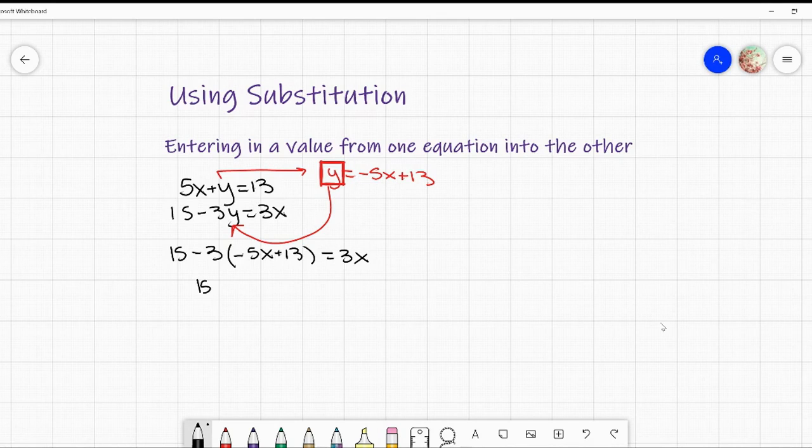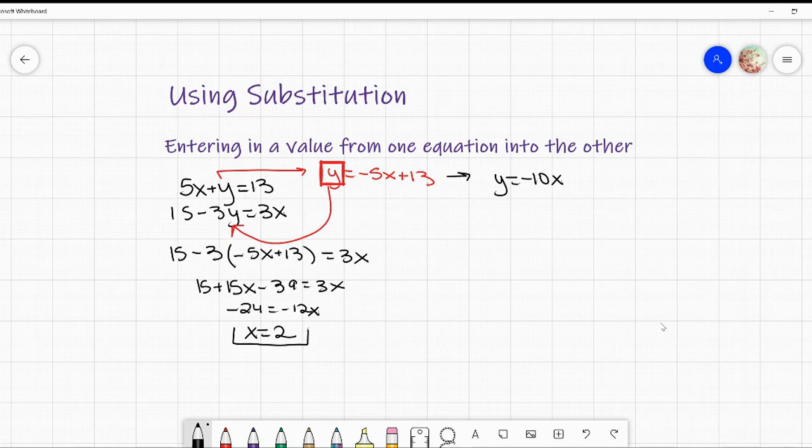So we'll have 15 plus 15x minus 39 equaling 3x. We should get negative 24 equaling negative 12x. So our x will equal 2. Now, like I said before, you need to have an x and y. So you can use x equals 2 and plug it into this equation. So our y will equal negative 10, or just negative 10 plus 13. So our y will equal 3.